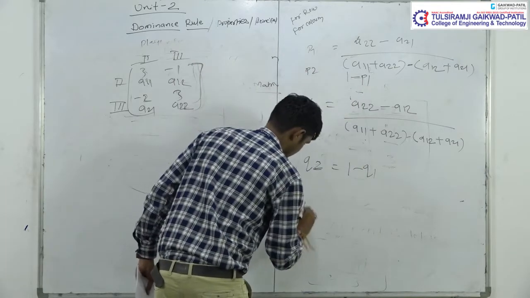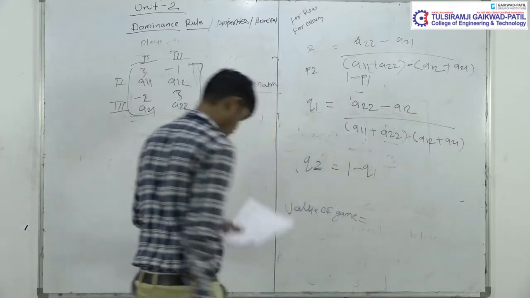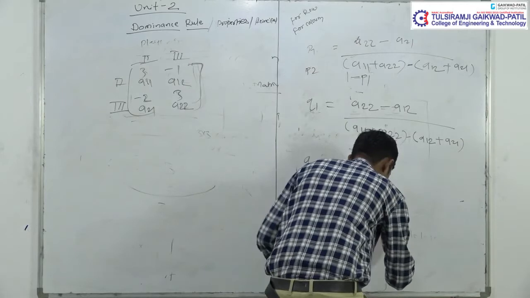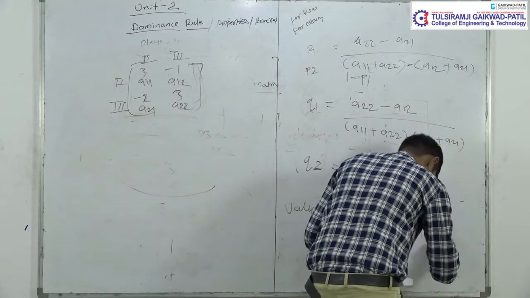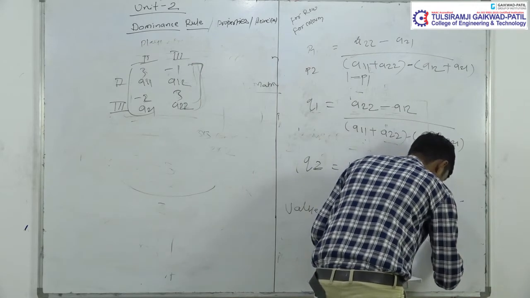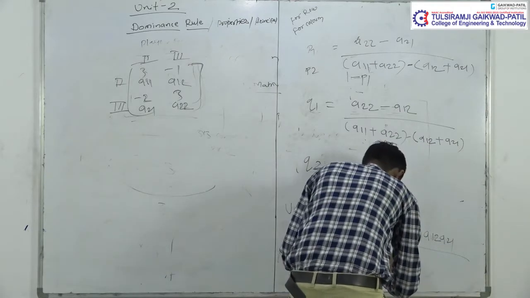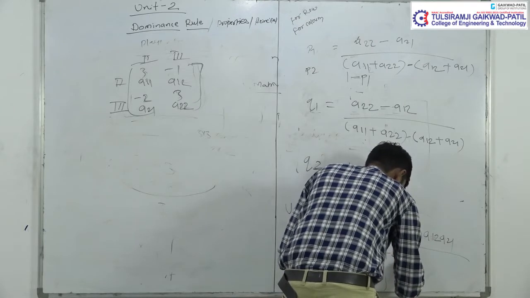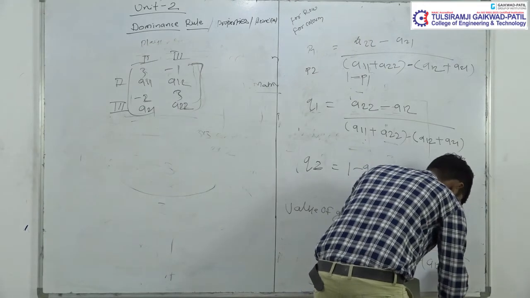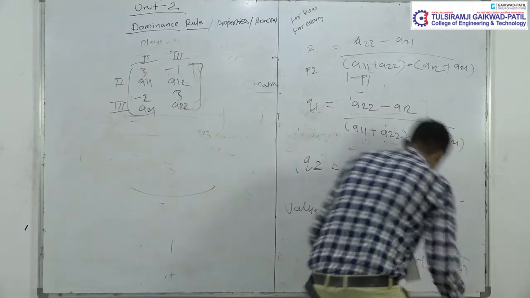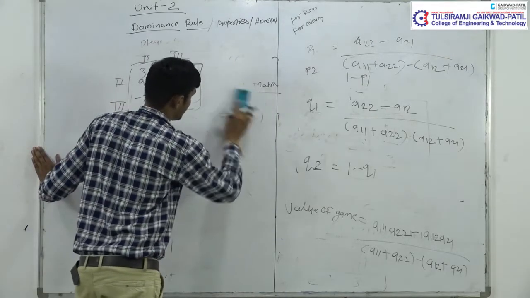Next, value of game. Value of game formula is A11 A22 minus A12 A21, upon bracket A11 plus A22 minus A12 plus A21. Write down the formula and put the values of the given 2 by 2 matrix.